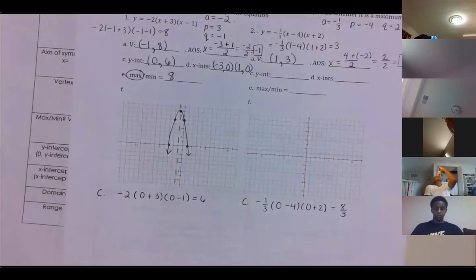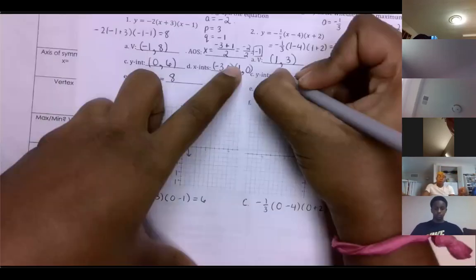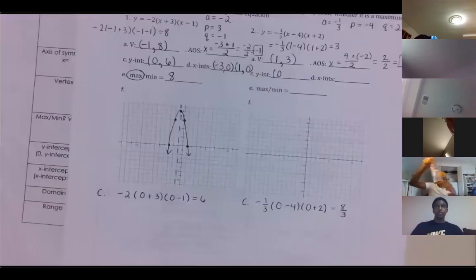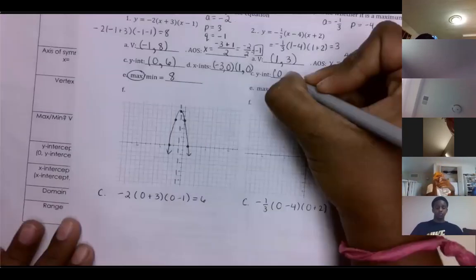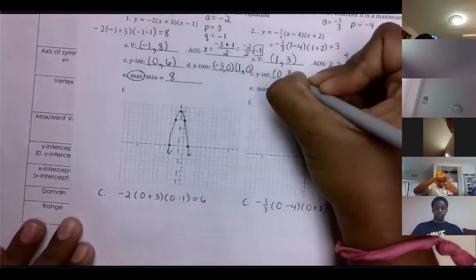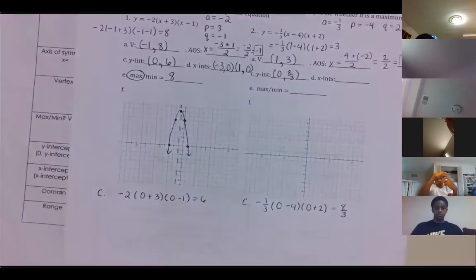All right, where were we? Y-intercept. So 0 goes in for X, and then 8/3 goes in for Y. Questions on Y-intercept?